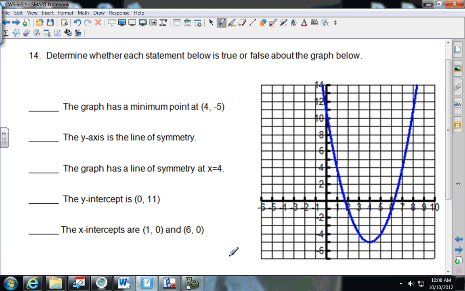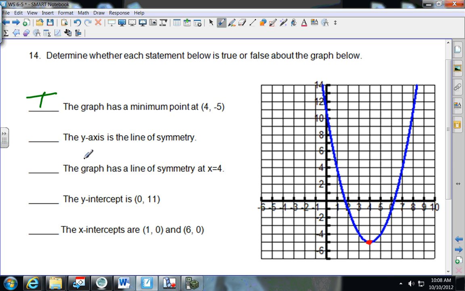On this one right here, it says determine if each statement below is true or false. The first one says the graph has a minimum point of 4, negative 5. Minimum means the lowest point. Well, let's go over here. Let's look at 4 and down to negative 5. It is the lowest point on the parabola. This is true.